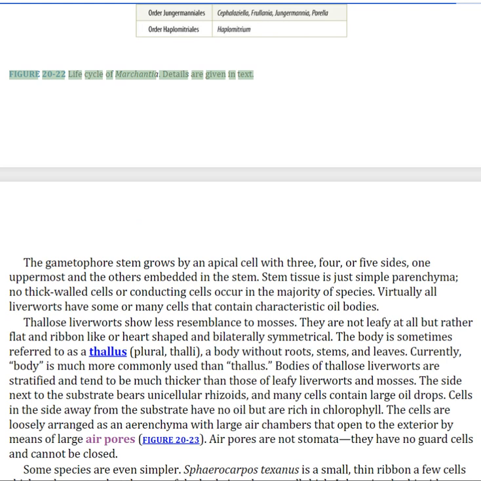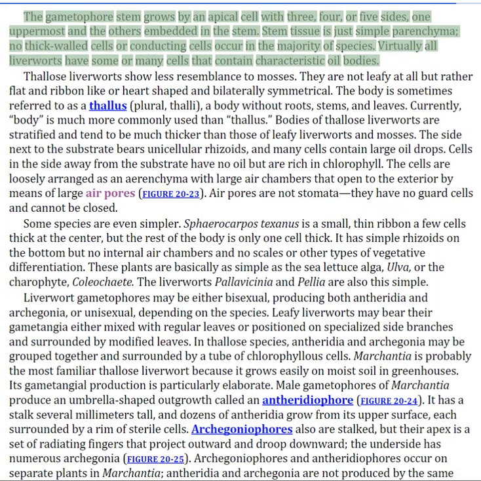Figure 20.22. Life cycle of Marchantia. Details are given in text. The gametophore stem grows by an apical cell with 3, 4, or 5 sides, one uppermost and the others embedded in the stem. Stem tissue is just simple parenchyma. No thick-walled cells or conducting cells occur in the majority of species. Virtually all liverworts have some or many cells that contain characteristic oil bodies.